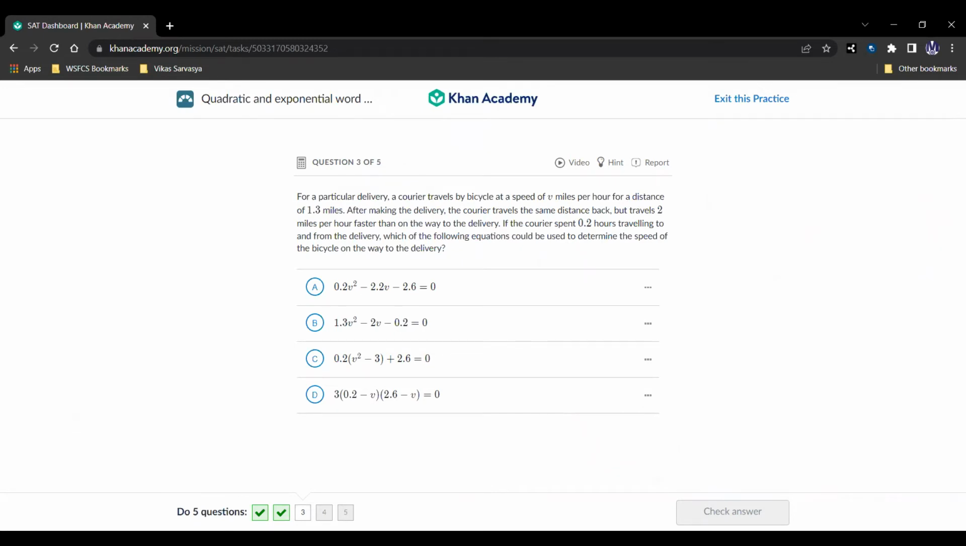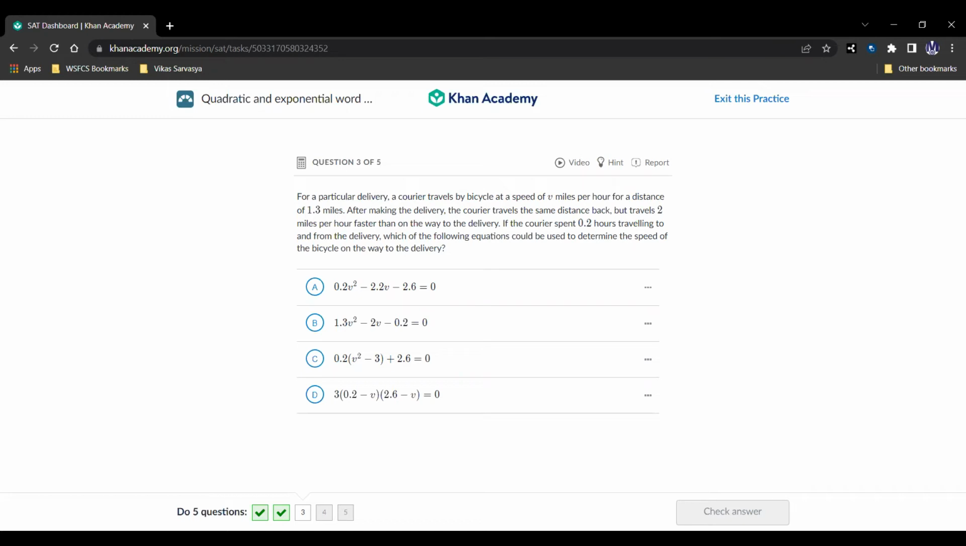For a particular delivery, a courier travels by bicycle at a speed of v miles per hour for a distance of 1.3 miles. After making the delivery, the courier travels the same distance back, but travels 2 miles per hour faster than on the way to delivery. If the courier spent 0.2 hours traveling to and from the delivery, which of the following equations can be used to determine the speed of the bicycle on the way to the delivery? The speed of the bicycle on the way to the delivery was just v. So we just need to find v.